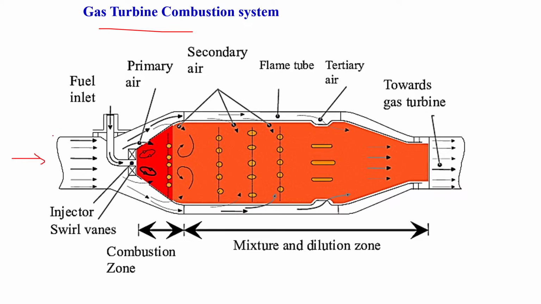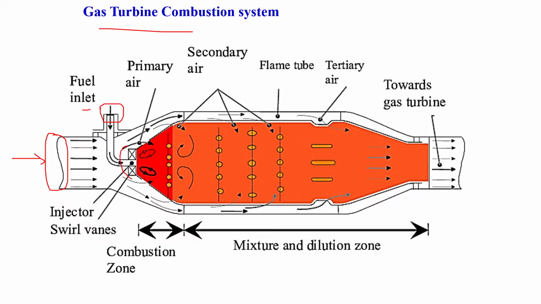So this is the air inlet. This is the fuel inlet. For combustion, we all know we need air as well as fuel. So those are the two main inlets of the system: one is air, another one is the fuel inlet.